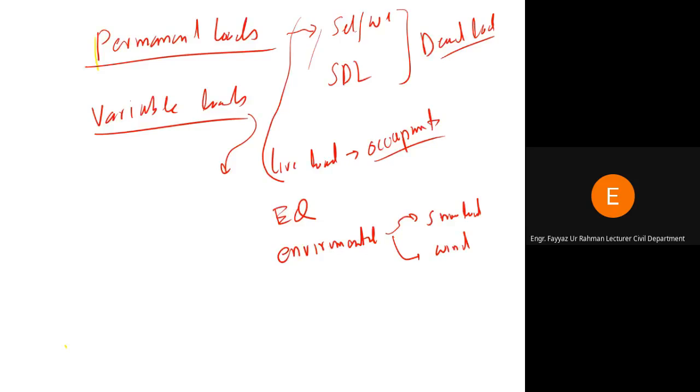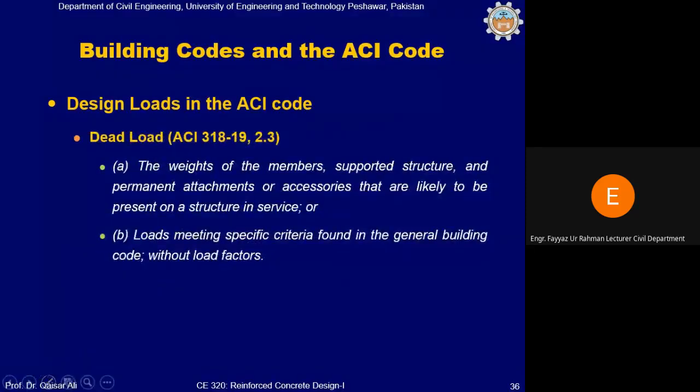Okay. So this was the conclusion of all this discussion. Dead load: the weight of members, supported structure permanently, and permanent attachments, accessories that are likely to be present on a structure in service. Loads meeting specific criteria found in the General Building Code without load factors. Clear? Load factor we will read ahead.